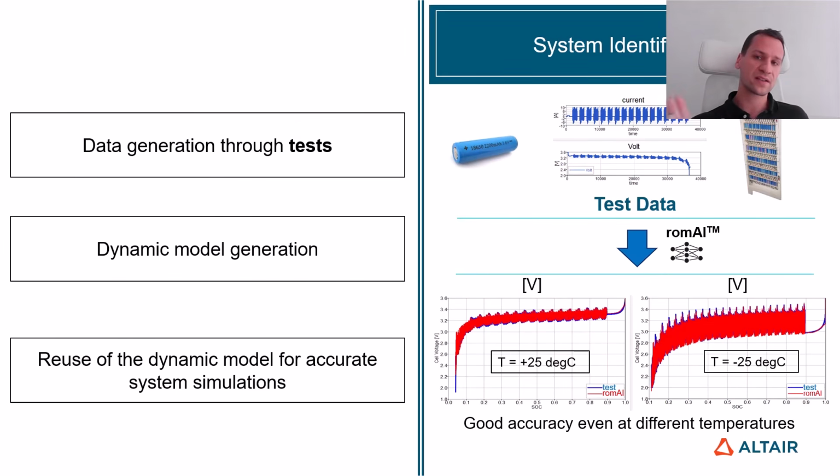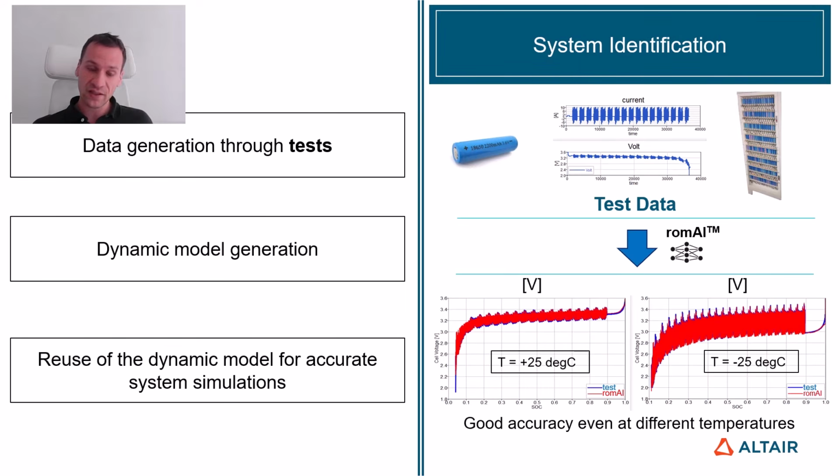Now, on the other hand, we have the system identification world, where you work with data coming through tests. That means that you perform some tests in your lab, in your environment, and you use this data inside ROMAI to identify a dynamic model, a dynamic reduced order model, which can later be used in larger system of system simulations again.